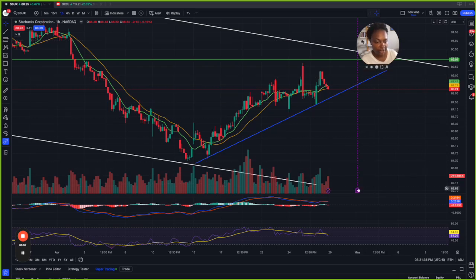Starbucks also has earnings coming up this Tuesday. If you're not already in position, here's my thing. You have the ability to see when these companies' earnings dates are.